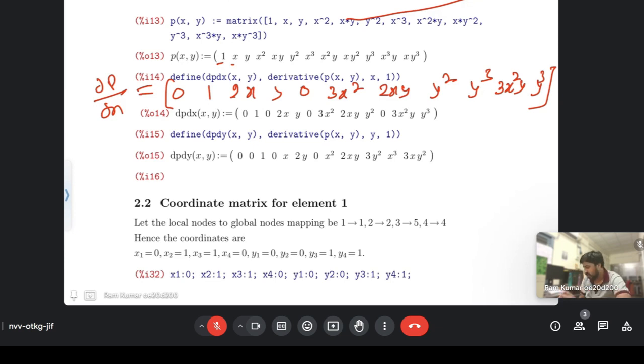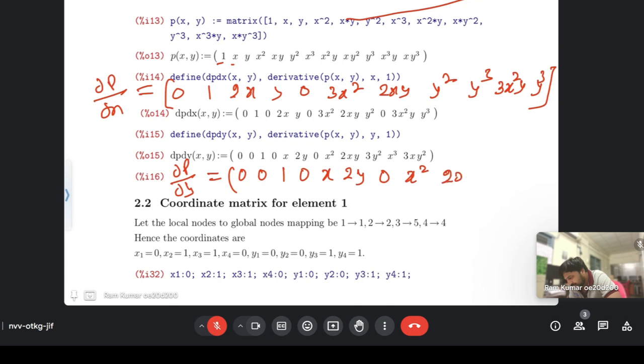And with respect to y, del p by del y equal to, what will it be? It will be 0, 0, 1, 0, x, 2y, 0, x square, 2xy, 3 y square, x cube, 3x y square. It will be like this.